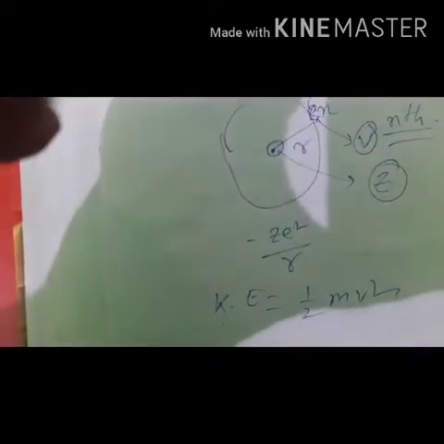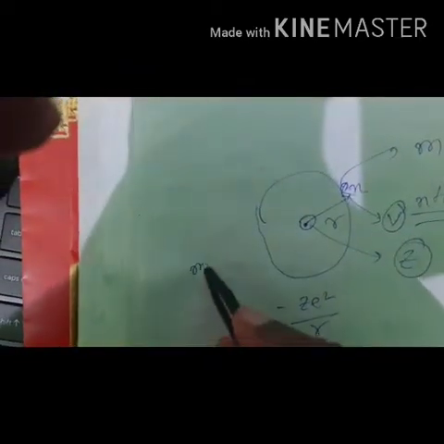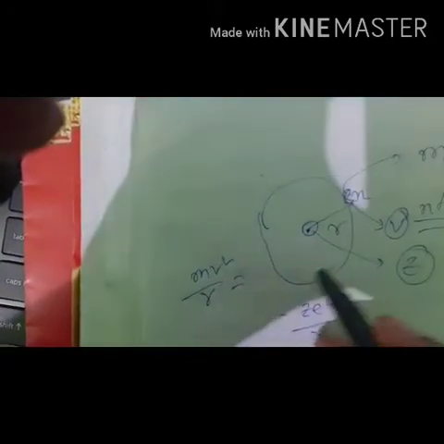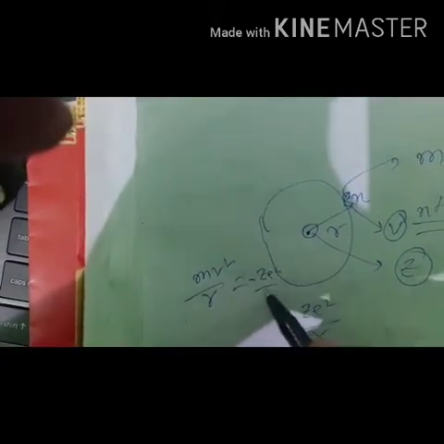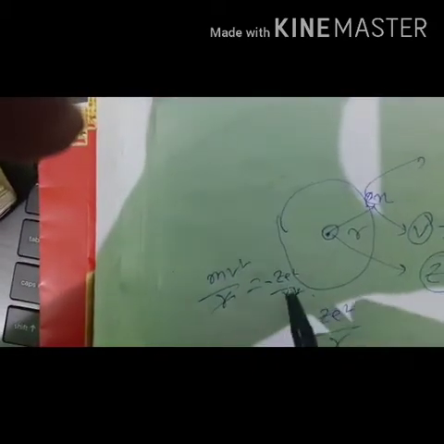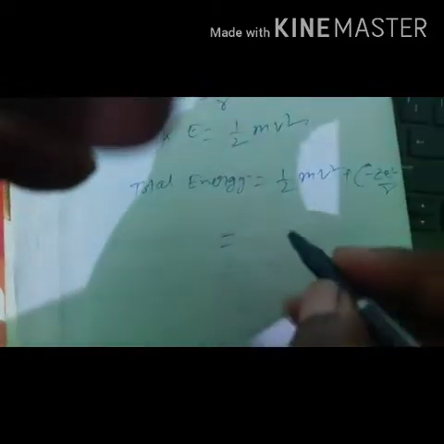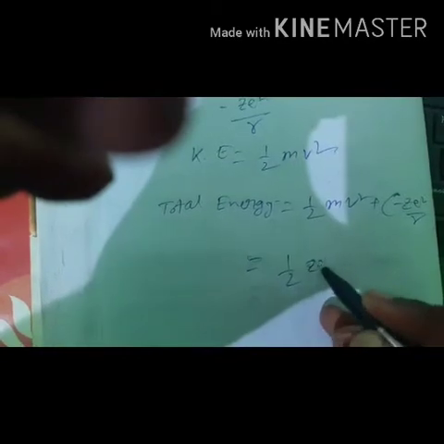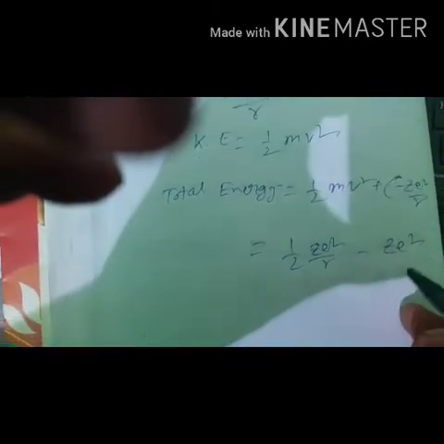And again see, you know that for the stability of this electron, the centrifugal force mv square by r and the Coulombic attraction force, minus Z square by r square, should be equal. So mv square equals what we can write, minus Z square divided by r. Now we can write here half Z square divided by r minus Z square divided by r, that is the total energy.